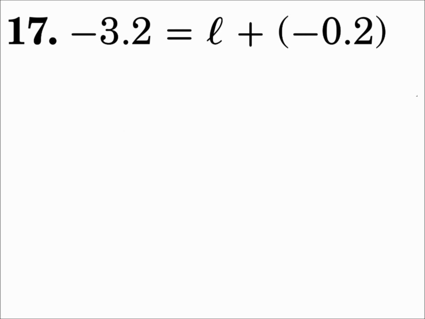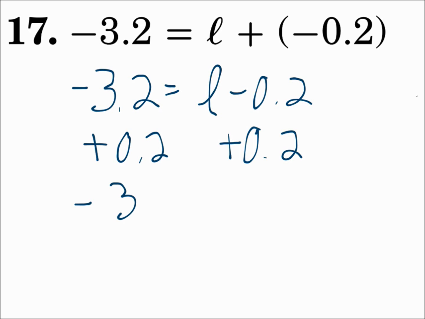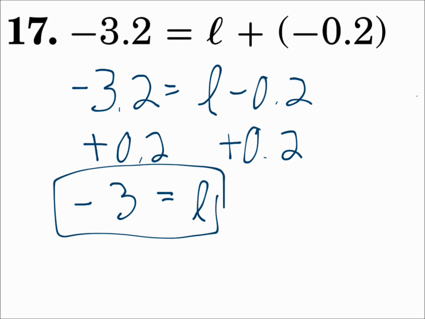Negative 3.2 equals L plus negative 0.2. Well, first we should change L plus negative 0.2 to just L minus 0.2. Well, if 0.2 is being subtracted, to move it to the other side, we should add it to both sides. Negative 3.2 plus 0.2 is negative 3. And negative 0.2 plus 0.2 cancels out, leaving L.